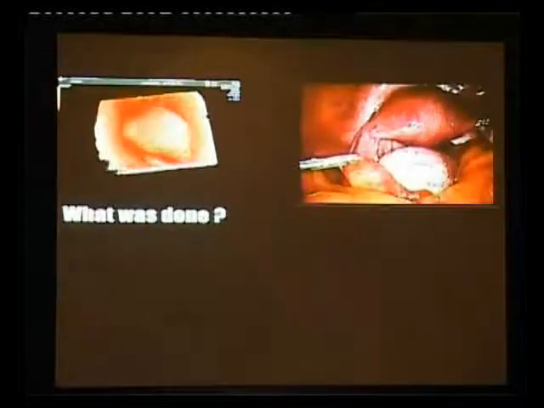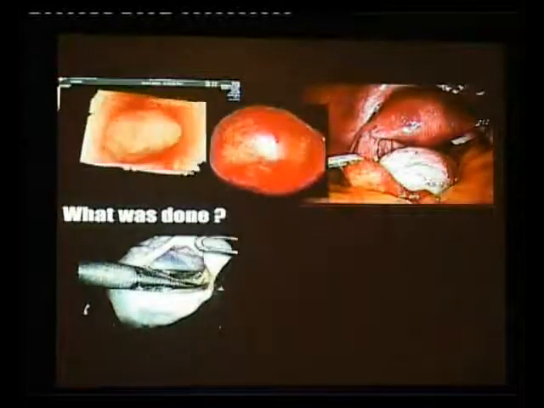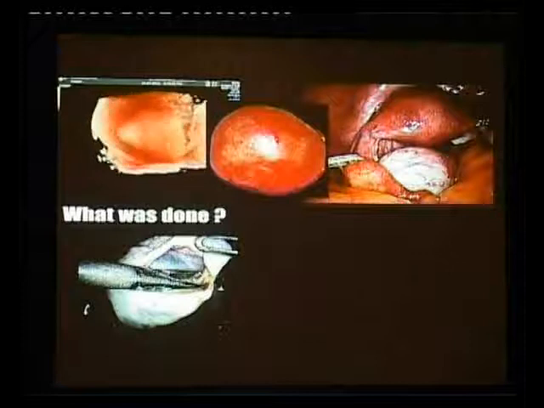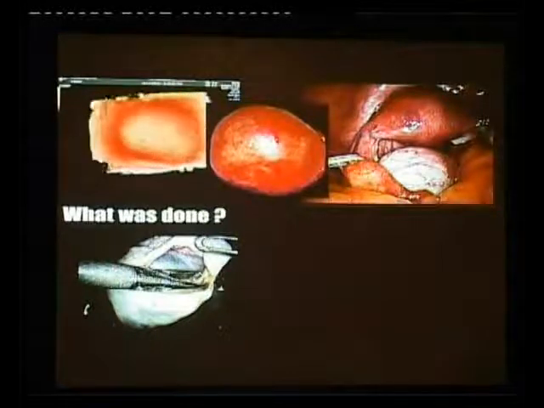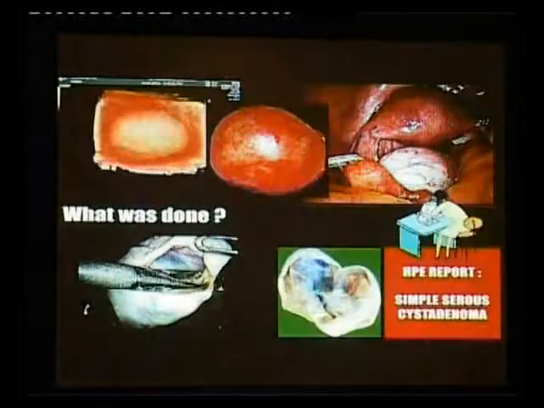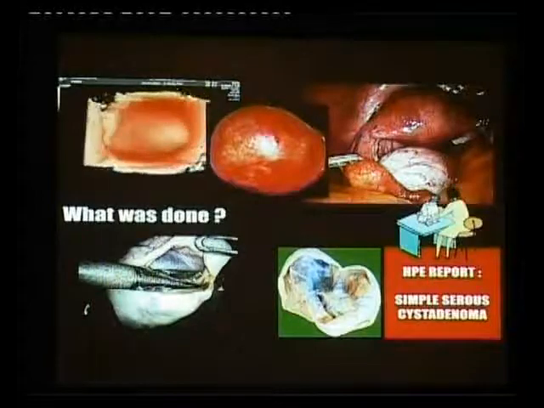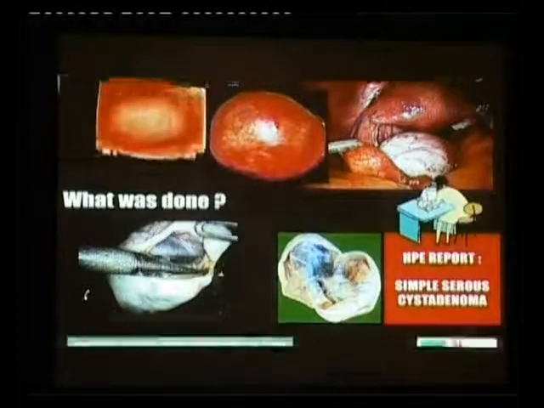What did we do? Because she was recurrently filling up the cyst and it was about 6.5 centimeters, we did a laparoscopy for her. We opened up the cyst and removed the cyst in toto, and you can see the correlation between the ultrasound pictures and the cyst we removed. It's awesome. And what we sent for histopathology revealed that we were dealing with a simple cystadenoma.